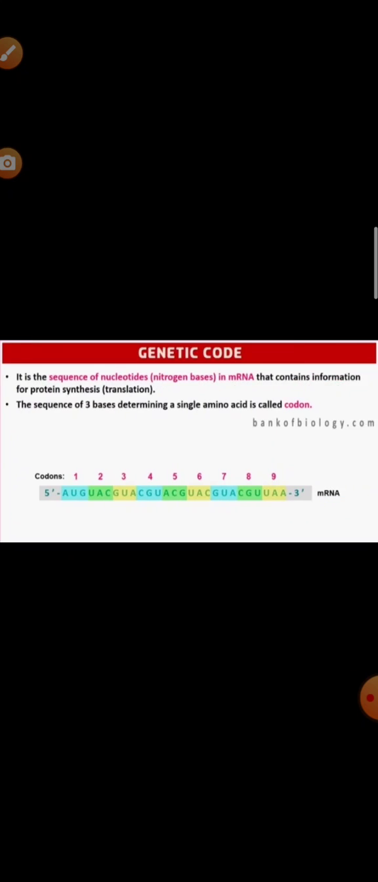Clear? Now we will come to the genetic code. What is the genetic code? The relationship between the sequence of nucleotides on mRNA and the sequence of amino acids in a polypeptide is called the genetic code. Okay, different scientists came forward and they determined the genetic code in different aspects. And the sequence of 3 bases that determines a single amino acid is called the codon.